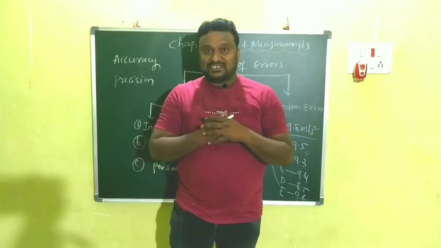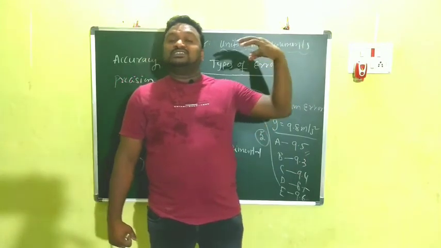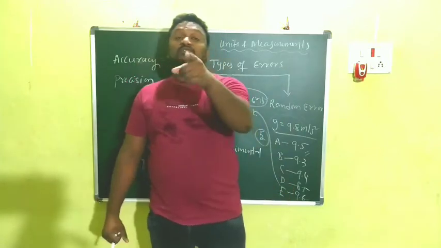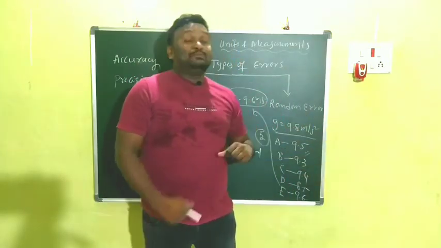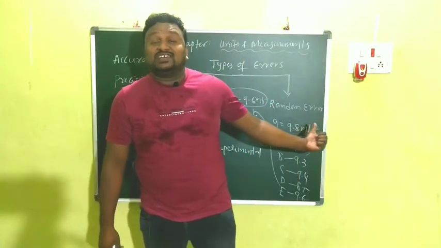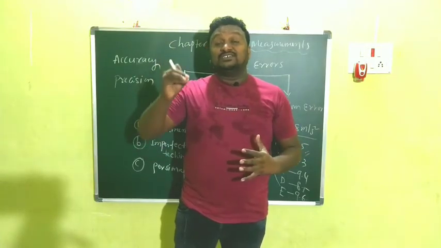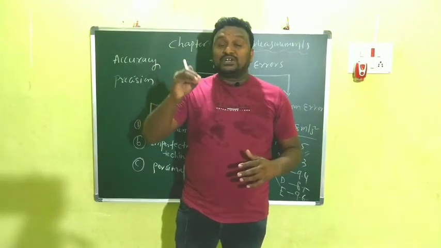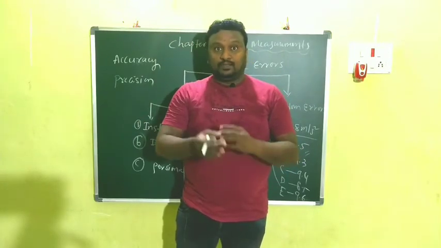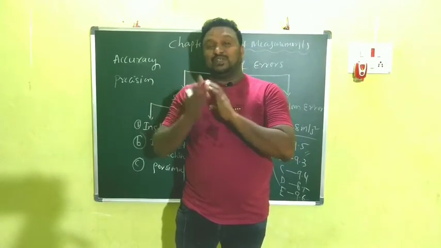So in this experiment student E performed the experiment very accurately, because among these students only one is very close to 9.8 meter per second square. The 9.8 meter per second square is taken as the true value. Accuracy means the measured value which is nearest to the true value. The measured value being close to the true value is called accuracy.